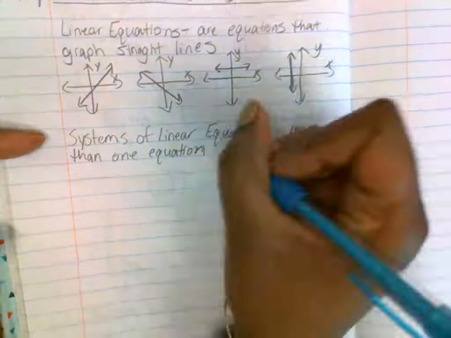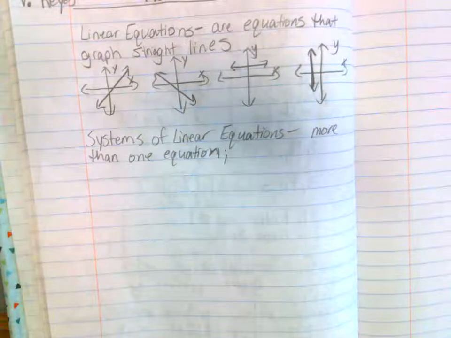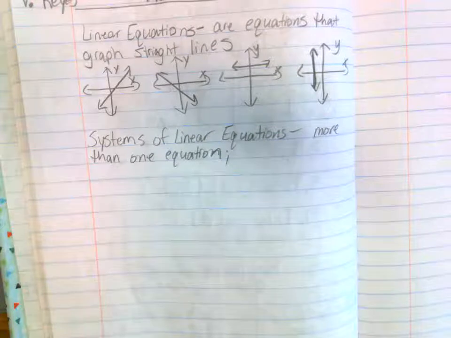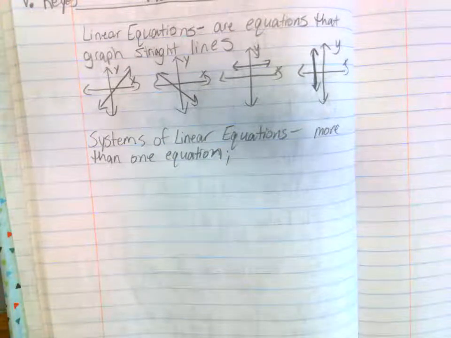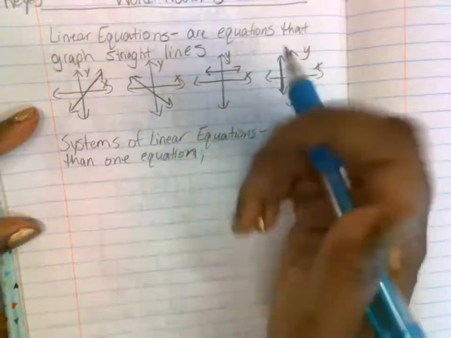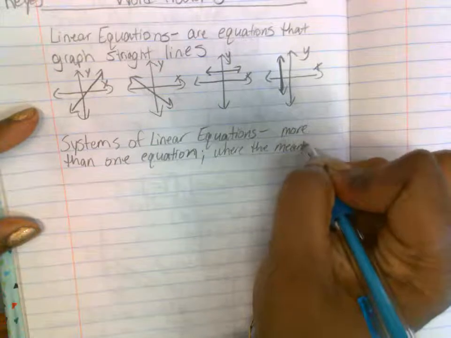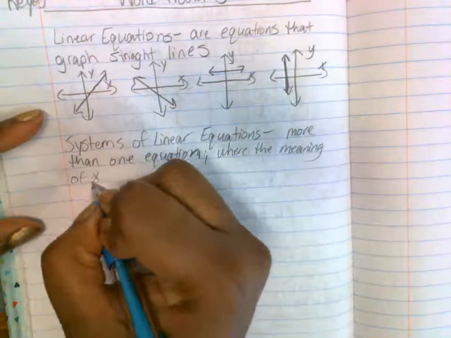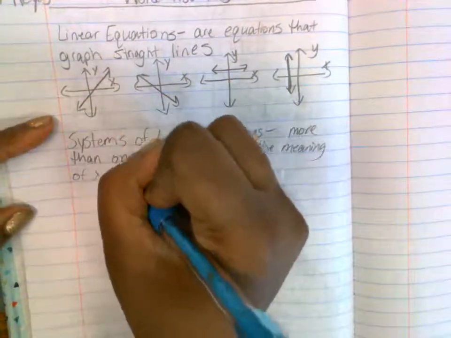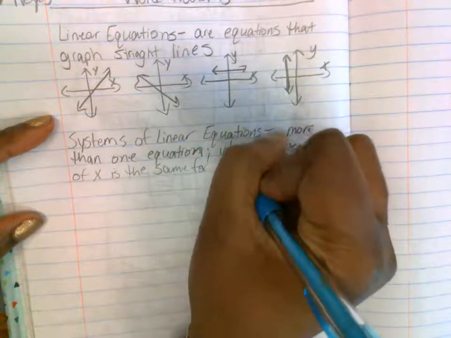All right. This is also going to be, so I'm going to put a semicolon because this is another characteristic of a system of linear equations, where the meaning of x has to be the same in all of the equations that are a part of that system. So the meaning of x is the same for both equations. For both or all the equations.